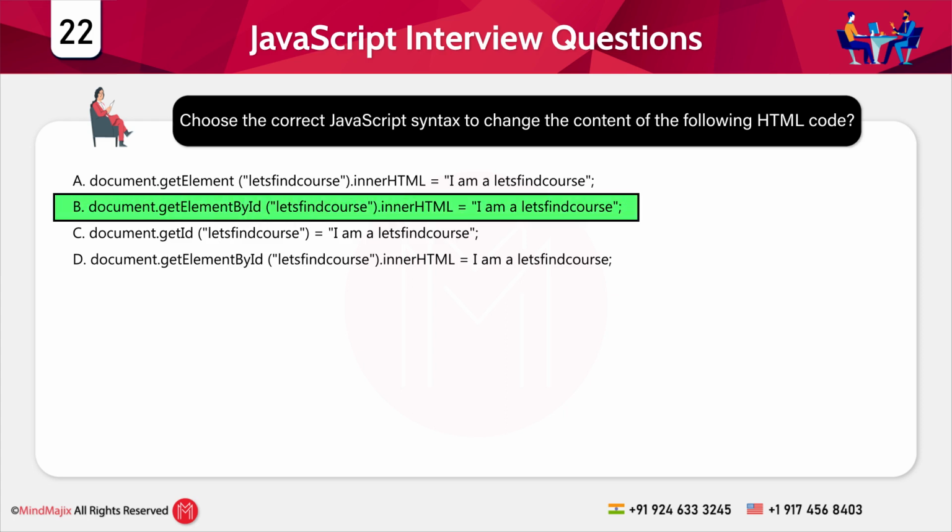Yes, so the correct answer is the last option, document.getElementById let's find course dot innerHTML equal to I am let's find course. This is the correct answer because the correct syntax to access the element is document.getElementById. Here we want to access the content written under that ID, so we used dot innerHTML, and finally we replace the content with whatever is written inside the code.